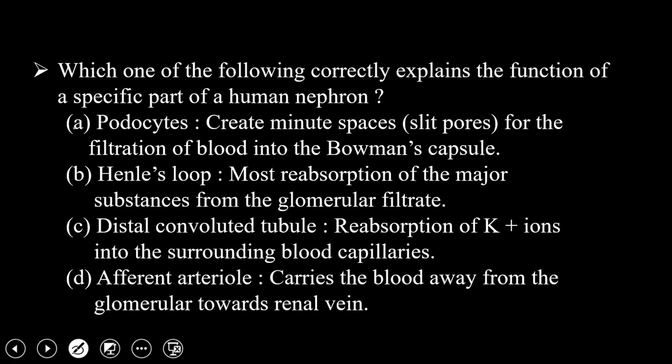Which of the following correctly explains the function of a specific part of the human nephron? So again, podocytes create minute spaces or slit pores for the filtration of blood into the Bowman's capsule. So the first answer is the correct answer, because the slit pores are the minute spaces which are present in the podocyte cells of Bowman's capsule.